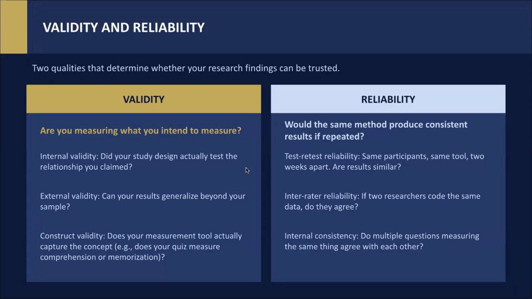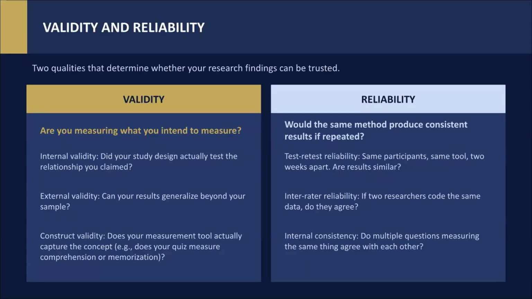Validity and reliability. Two qualities that determine whether your research findings can be trusted. Validity: are you measuring what you intend to measure? Internal validity: did your study design actually test the relationship you claimed? And external validity: can your results generalize beyond your sample? And then construct validity: does your measurement tool actually capture the concept? For example, does your quiz measure comprehension or memorization?